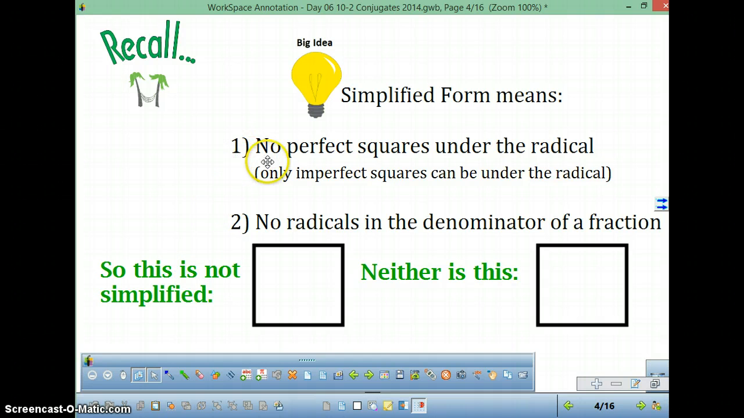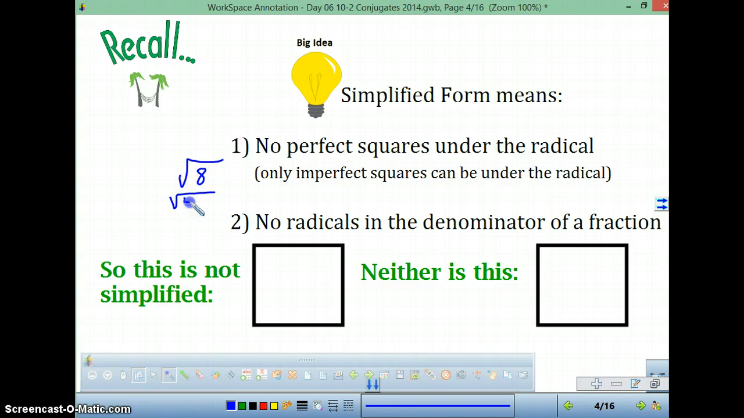Simplified means there's no perfect squares under the radical. Only imperfect squares can be under the radical. So for example, if we have square root of 8 and we change that into 4 times 2, 4 is a perfect square, so the square root of 4 is just 2. So 2 comes out from inside the radical. Only the imperfect square 2 is left inside.